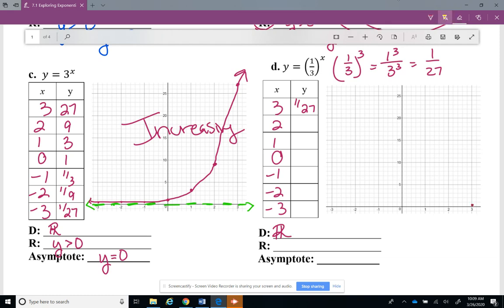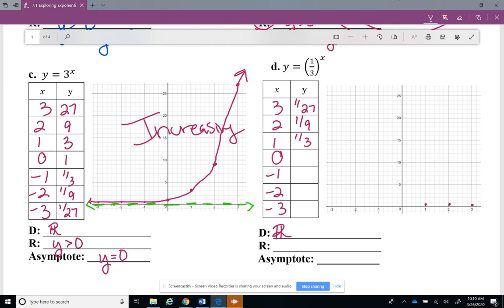All right, now we're going to do the 2. So that's going to be 1/3. I didn't mean to say to the 1/2. I meant to say to the 2. Sorry. It's going to be 1 squared over 3 squared, which is 1/9. So I'm going to graph that 2 and 1/9. All right, now we're going to do to the 1. That's just going to be 1/3. So I'm going to write that in my table and graph that 1, 1/3.